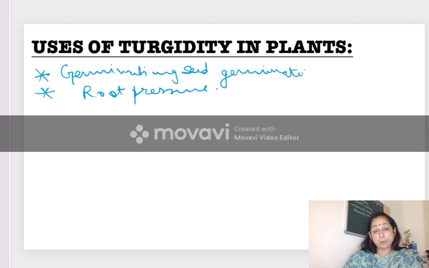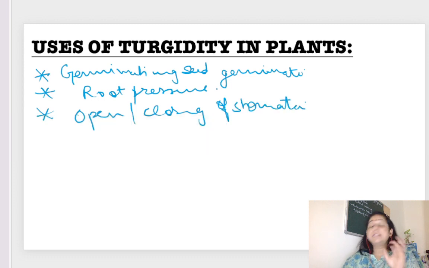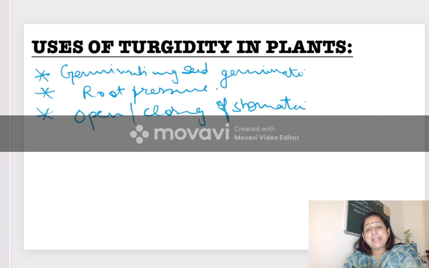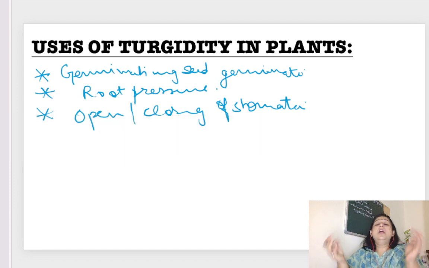Next, the importance of turgidity is the opening and closing of stomata. Very important. The guard cells in the stomata take in water and swell up so that the stomata open and respiration and photosynthesis take place. And when the guard cells lose water, the stomata close. So that turgidity, due to the movement of water inside, is responsible for opening and closing of stomata as well. Also some of the turgor movements.